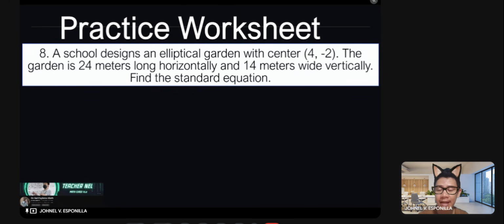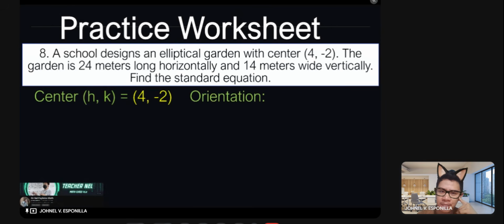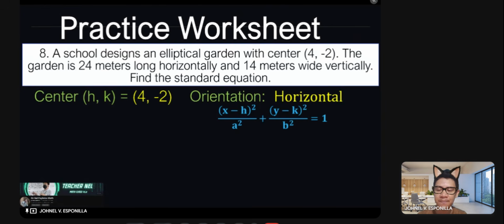A school designs an elliptical garden with center 4, -2. The garden is 24 meters long horizontally and 14 meters wide vertically. Find the standard equation. So, given natin center again 4, -2, ano yung orientation nito? Between 24 and 14, mas mahaba yung 24. At sabi dyan, horizontal. So, this is horizontal. And this is the formula.